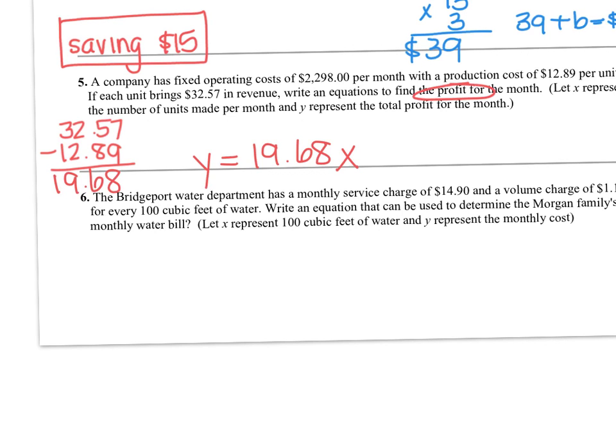But then from that amount, you have to take away their bills, the $2,298 that they have to pay in bills, because they don't get to keep that money. Whatever's left over after they pay those bills is their profit.